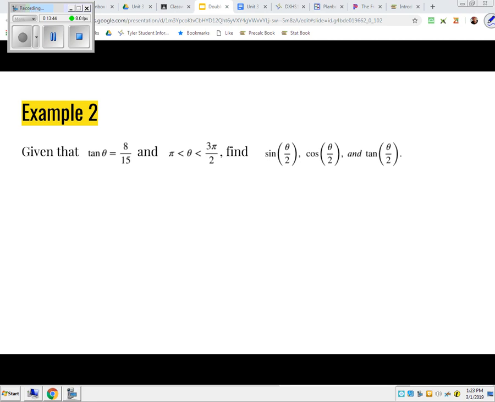Okay. Now, good news, same with the double angles, we just have to draw one triangle. And I'm going to draw this triangle in what quadrant? Third quadrant? Okay. All right, so my theta's up here.